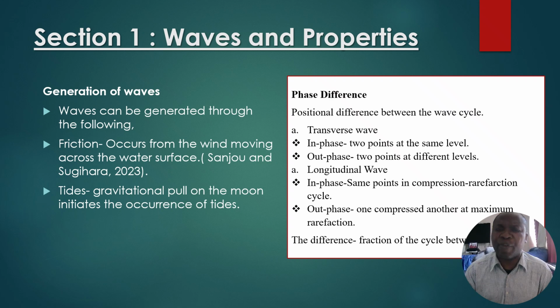However, out of phase happens when one point is at maximum compression while the other is at maximum rarefaction, which leads to destructive interference and less energy in the wave. So the phase difference between points in a wave cycle significantly impacts wave behavior and energy transfer.